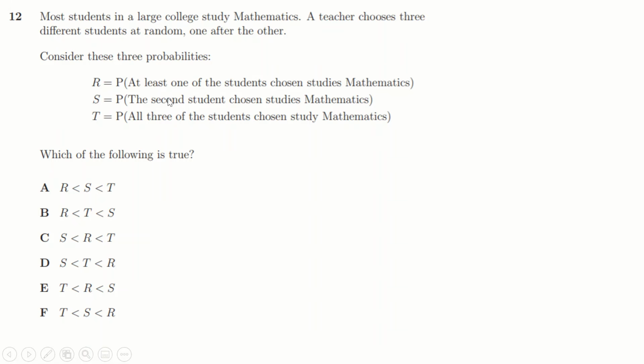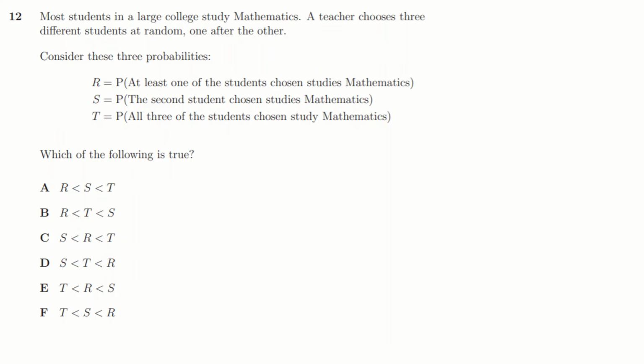At least 1 student studies maths, the second studies maths, or 3 study maths. Now, this question we should just be writing down the answer to, because look at these statements carefully. At least 1 of the students studies maths. That's quite a broad statement, right? You can have as many as you want of the 3. You just need 1 of them to be true, but it could be any one.